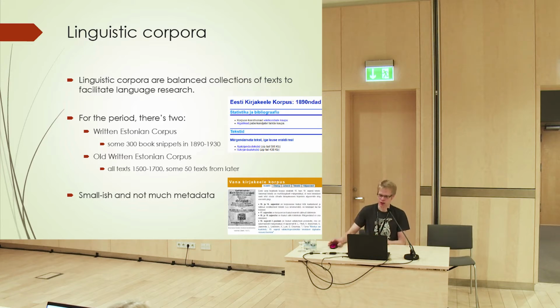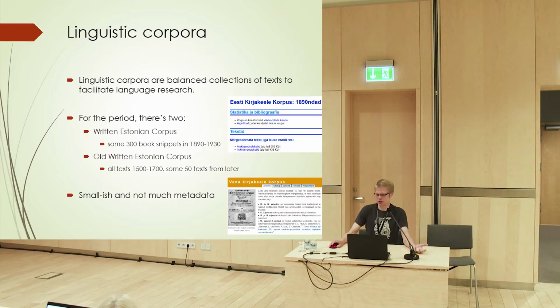Nevertheless, for Estonian and for that period, there's two useful corpora. There's the written Estonian corpus, that has around 300 book snippets from different books from around 1890 to 1930. It was compiled in the late 1990s, and it mostly works, but it's not that big.